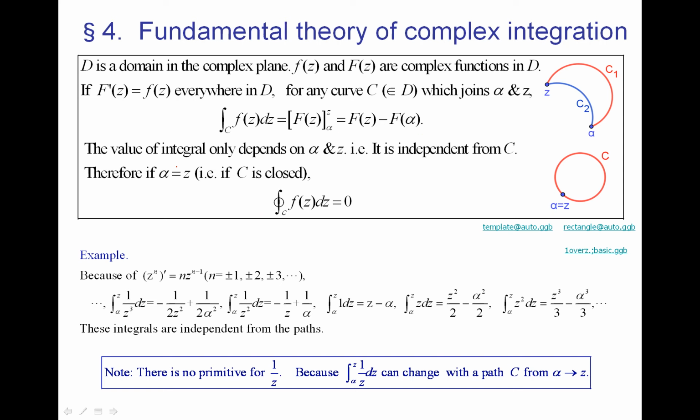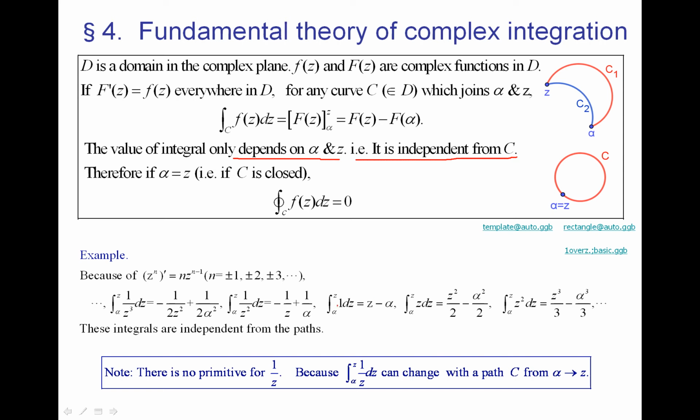The value of the integral only depends on alpha and z. It is independent from C. Therefore, if alpha equals z, if C is closed, the integral of f(z) over C equals 0. This is very similar to the fundamental theorem of real number functions.